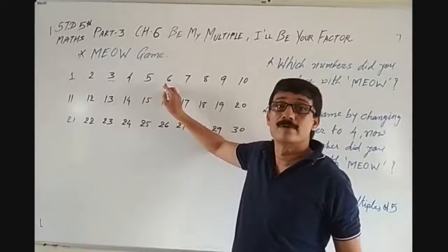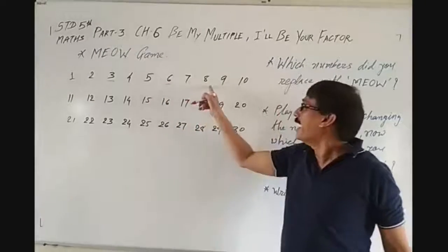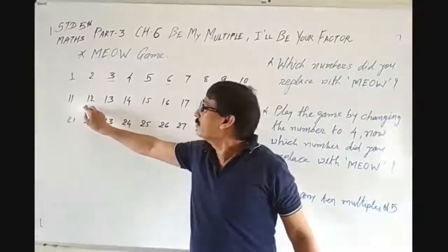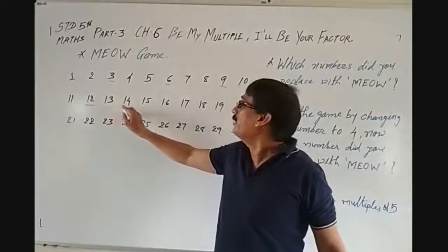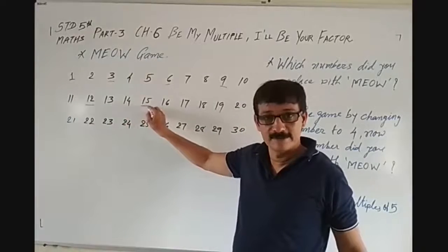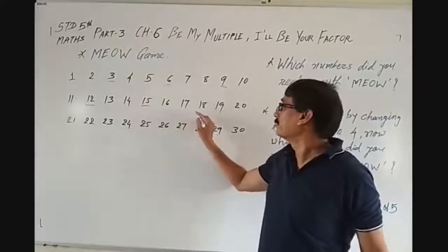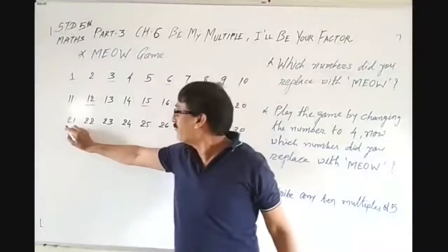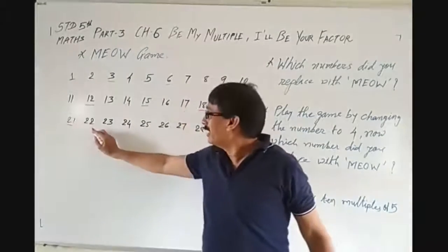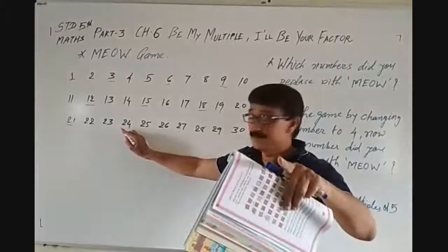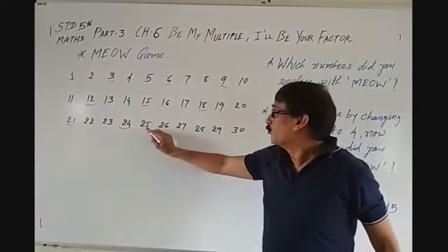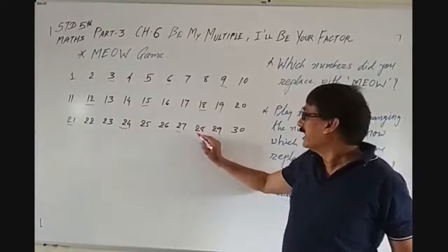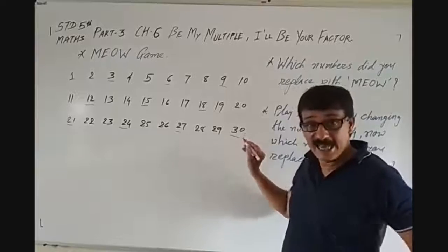4, 5. Yes. 7, 8. 10, 11. 13, 14. 16, 17. 19, 20, 21. 22, 23, say. 25, 26, say. 28, 29, 30, say meow.